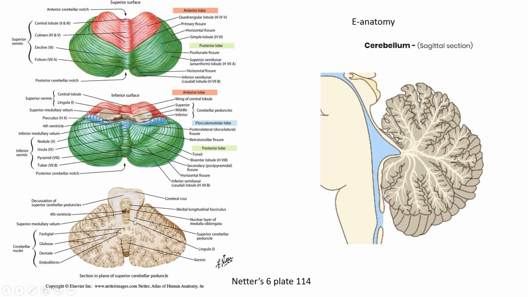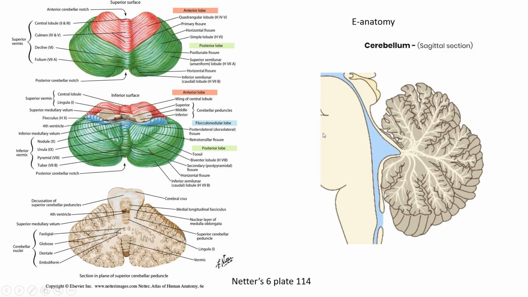And here in this actual slice from Netter's, where they've taken a good thick slice through the brain, you can see the vermis here in the posterior section, and then again in the anterior section. And then you have the cerebellar peduncles, which are the connections from the cerebellum to the brainstem.